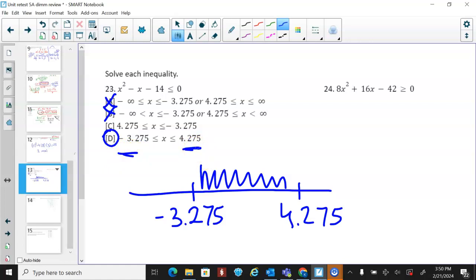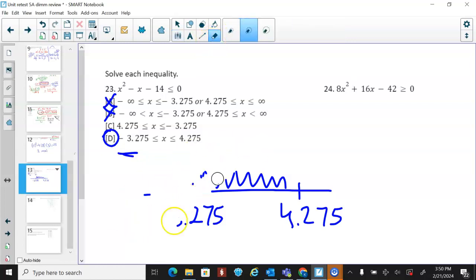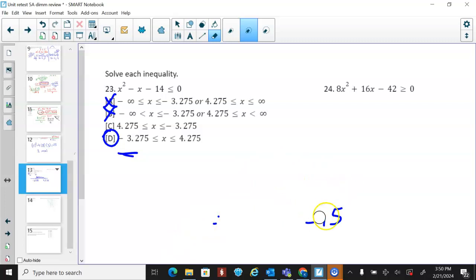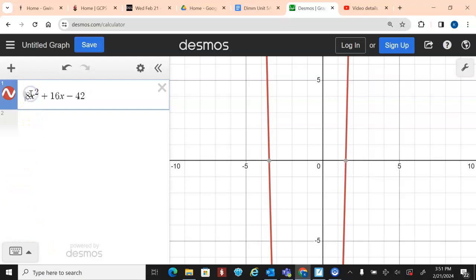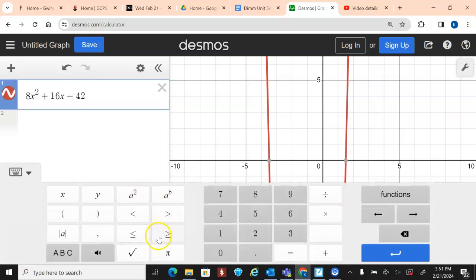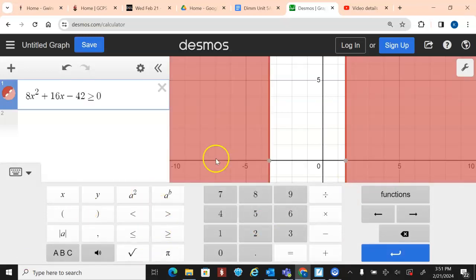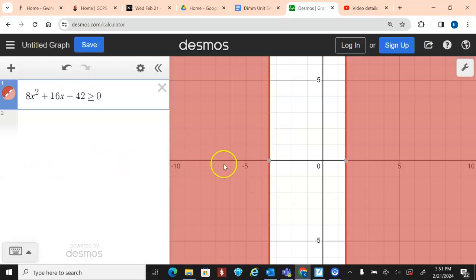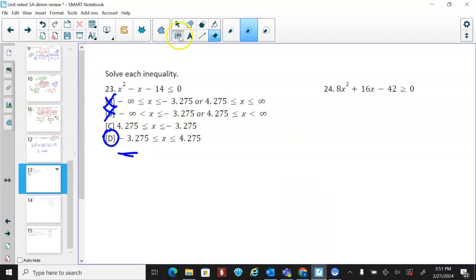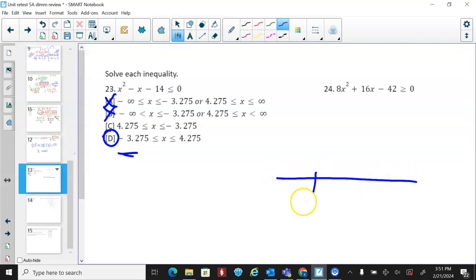All right, now for 24, again, I'm going to graph it for you guys. So I got ax squared plus 16x minus 42, and that's going to be greater than or equal to 0. Now as you're looking, we are shaded on the outsides of the points, and one point is negative 3.5, and one point is 1.5. So for number 24, the points were negative 3.5 and 1.5.